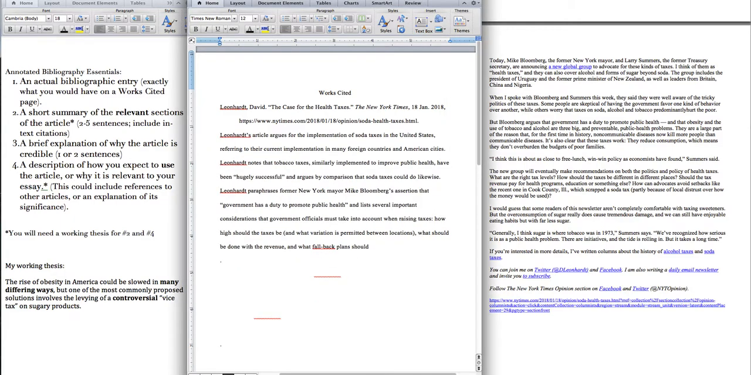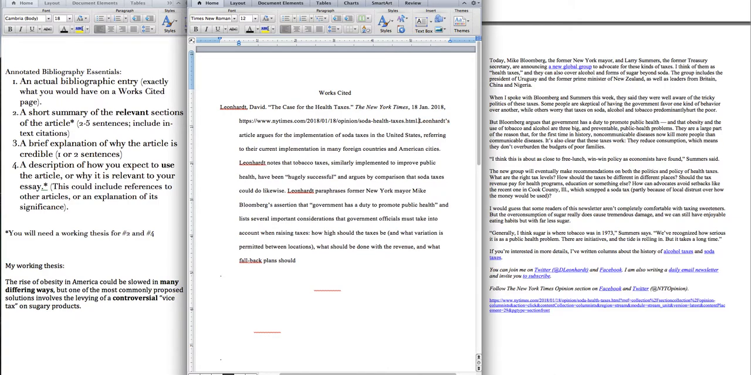So I've summarized this, and what I'm going to do is put my summary directly after my bibliographic entry. I've already written my summary, but I would normally just put my cursor right here at the end of my bibliographic entry and start writing. I want all of this to be in one huge, long, wonderful paragraph. It's going to run together quite a bit.